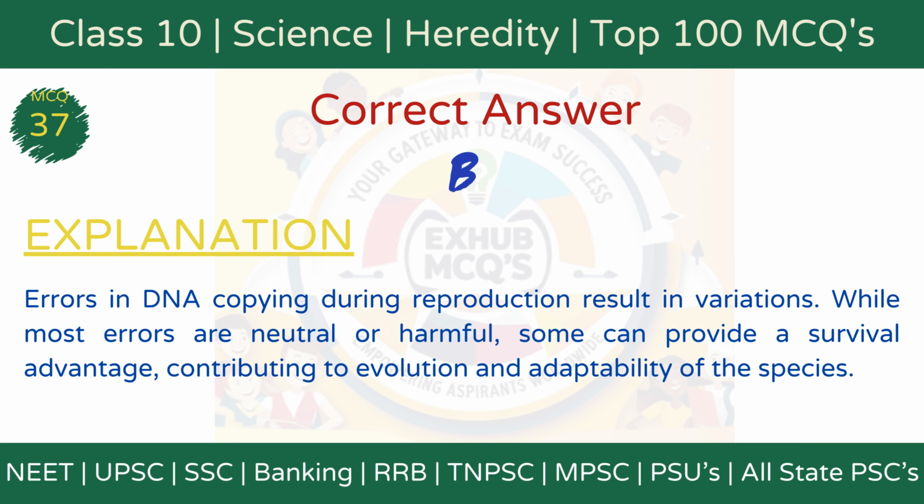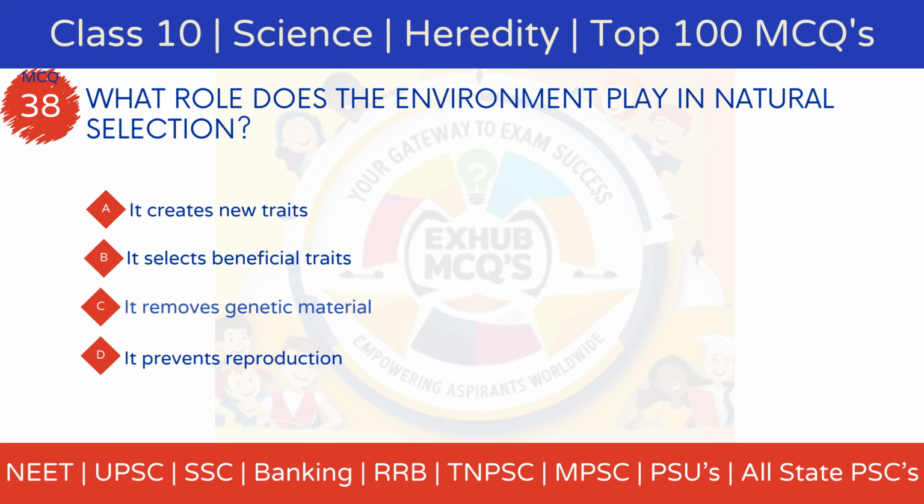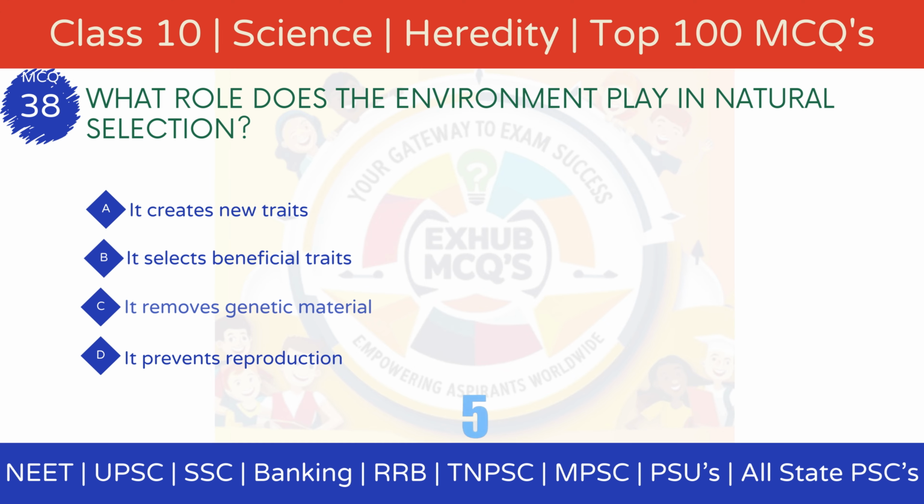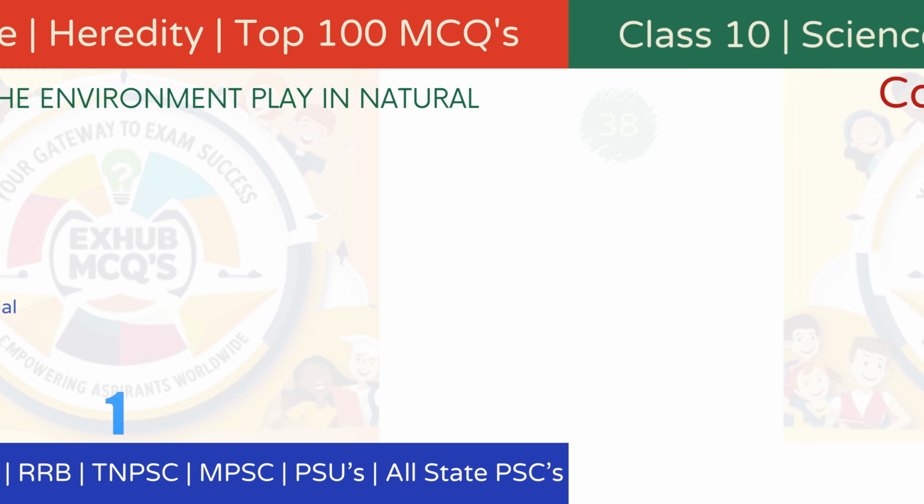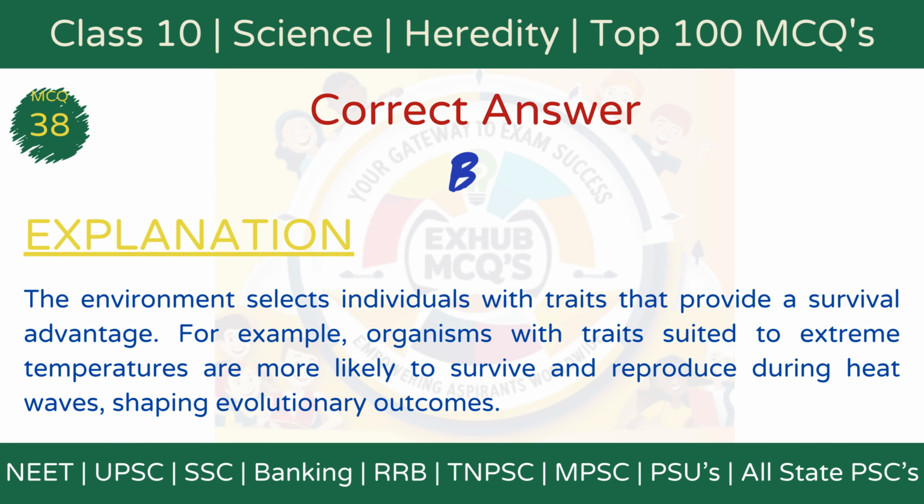species. 38. What role does the environment play in natural selection? Option A, it creates new traits. Option B, it selects beneficial traits. Option C, it removes genetic material. Option D, it prevents reproduction. The correct answer is option B, it selects beneficial traits.